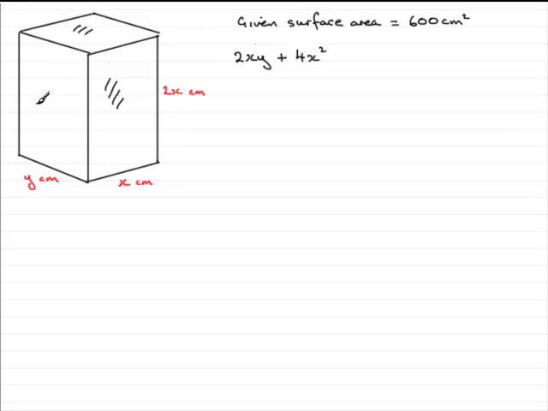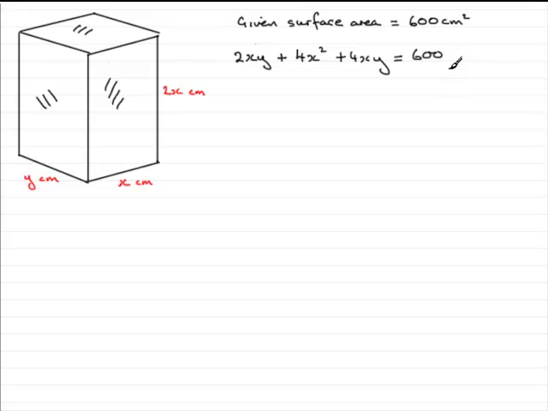And then if we look at the area of this side here, we've got 2x times y, 2xy, and we've got two of them. We've got this one and the one on the other side. So that's going to be a total of 4xy. So we've got 4xy there. That's the total surface area, and that equals 600.